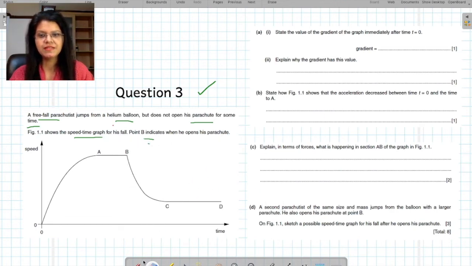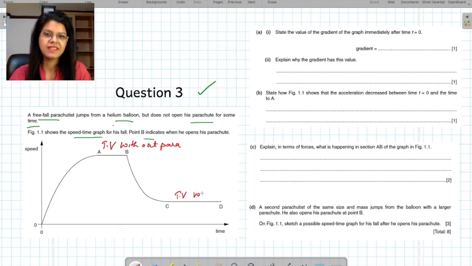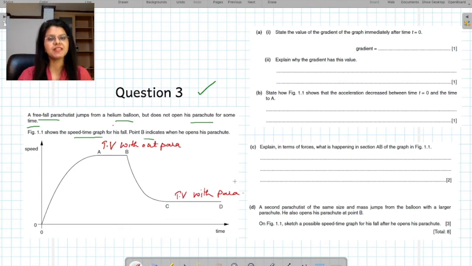You have two terminal velocities here. AB is a terminal velocity without the parachute. And CD is the terminal velocity with the parachute. And that's the purpose of the parachute, to bring down your speed, so that when you fall on the ground, you're falling at a very comfortable and a slow speed, and that's not hurtful to your body. You do not get injured, right?